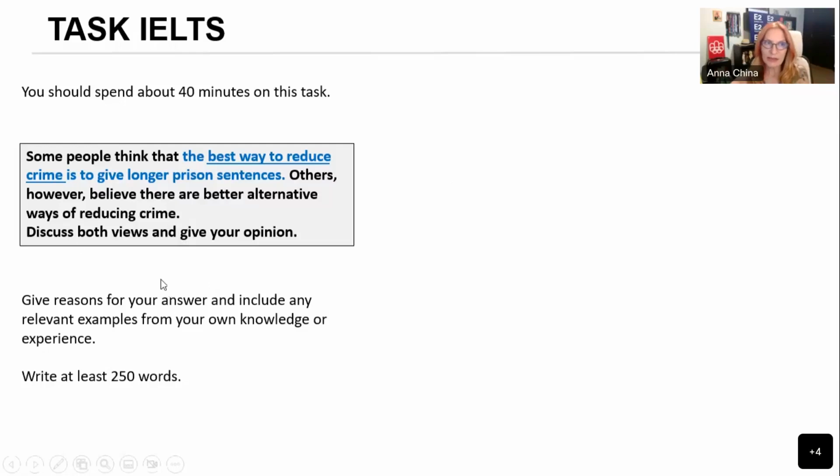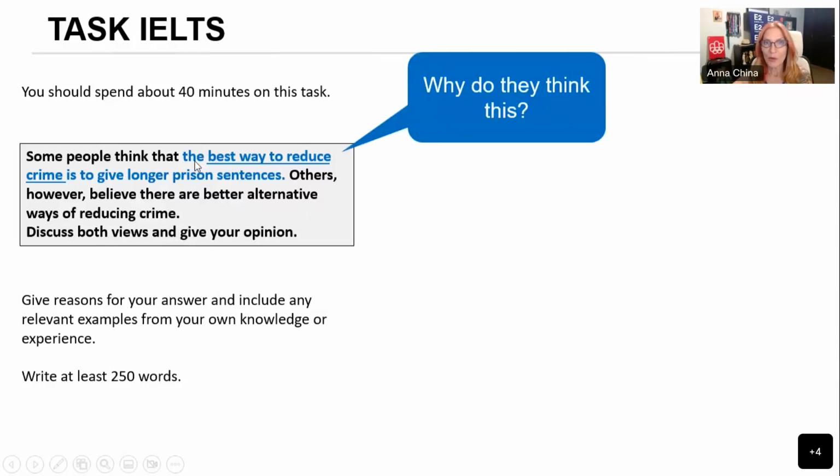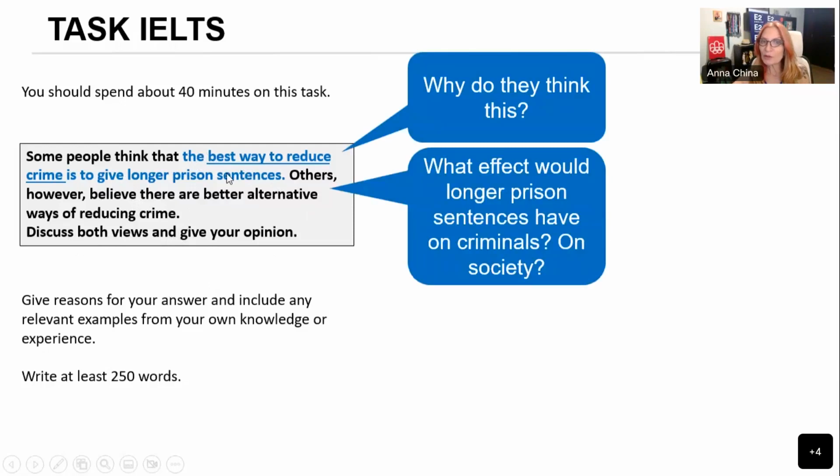So in this case, we see some people think that the best way to reduce crime is to give longer prison sentences. Others, however, believe there are better alternative ways of reducing crime. Discuss both views and give your opinion. So the first one is, why do you think that people think this? So that's something to start. What effect would longer prison sentences have on criminals and on society?